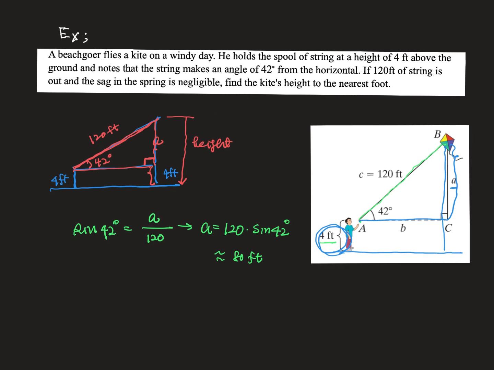They're asking for height here, guys. They're asking height. Let's make sure. So we have height, the A value, plus the height of the kid. That's the 4. So what do you have? This one is 80 plus 4 is 84 feet. So when you solve the application problem, read the question very carefully: what do I really have to find?